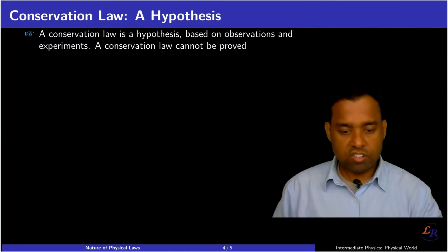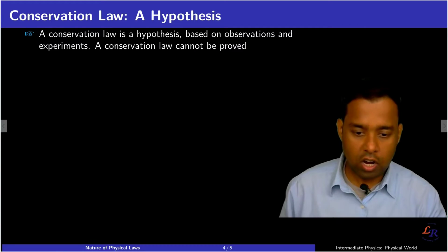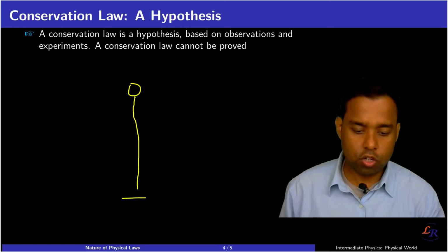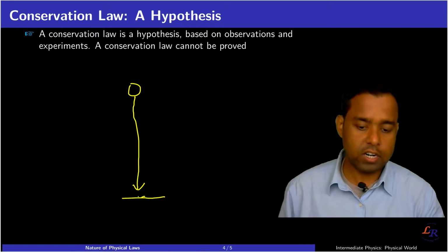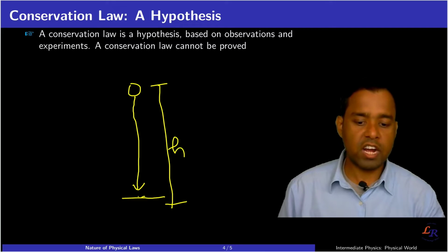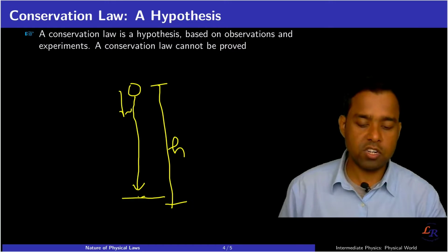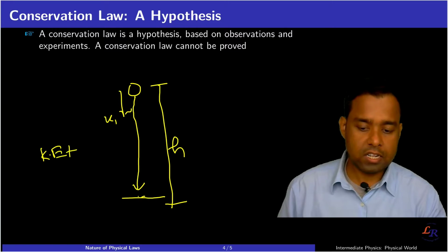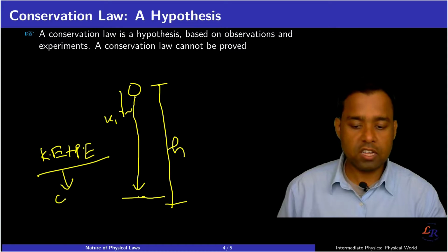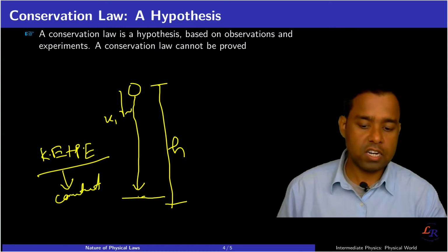For example, consider the free fall of an object. So for example, this is your ground and the object is falling. As you know, the potential energy is based on its height, and the kinetic energy is based on the velocity, and if you take the sum of kinetic energy and potential energy, it will always remain constant, and that is the total mechanical energy.